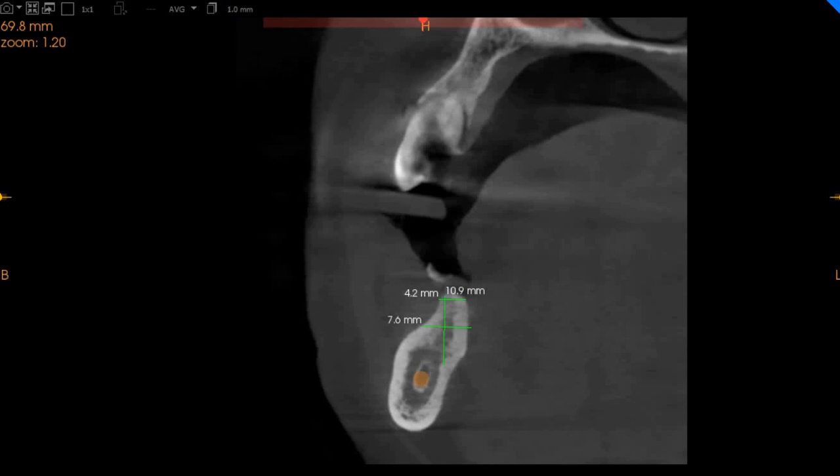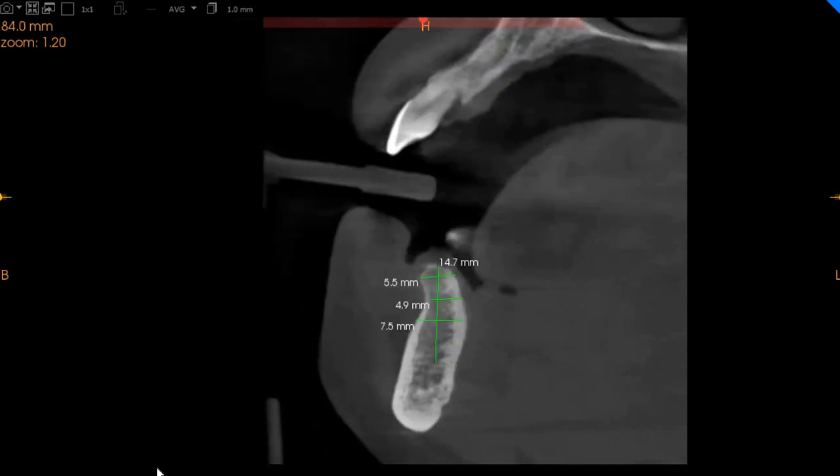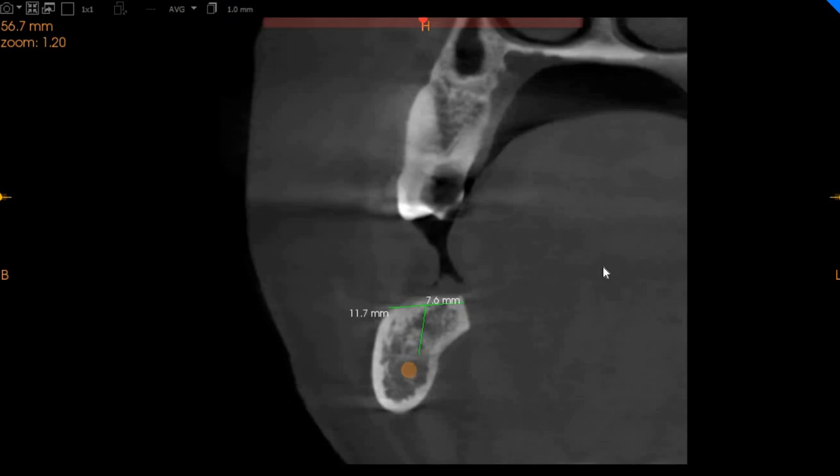Moving to the molar region, the first molar region. We've got 11 millimeters of ridge width with 7 millimeters of height, so a short and wide implant can be placed here, but again the doctor has to plan accordingly.